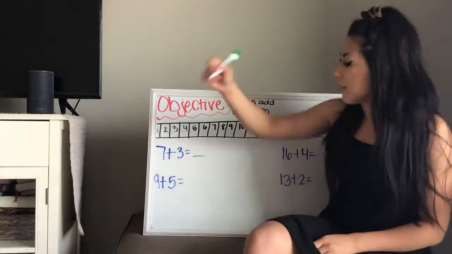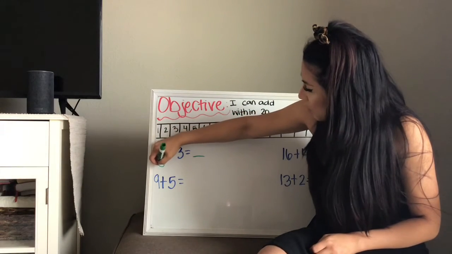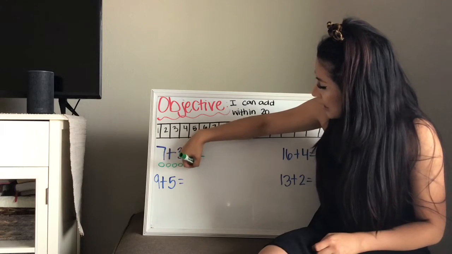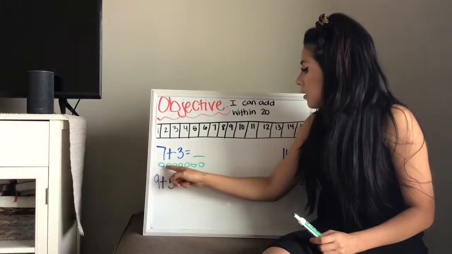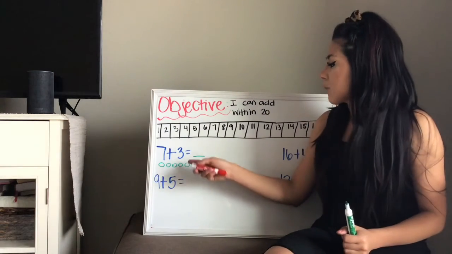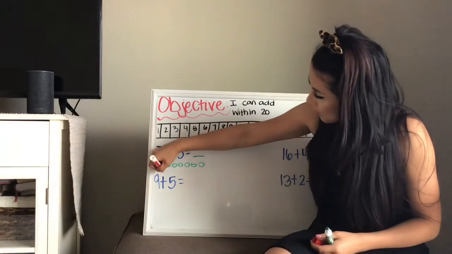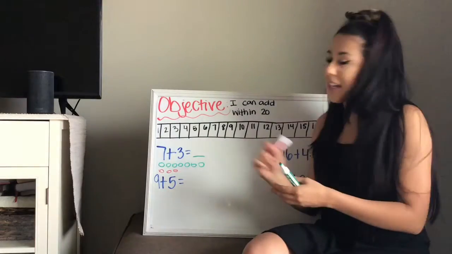So I'm going to draw 7 circles, and hopefully I don't erase on my board trying to do this. 1, 2, 3, 4, 5, 6, 7. I'm going to double check that I drew only 7. 1, 2, 3, 4, 5, 6, 7. Perfect. The next number I'm adding, my next add-in, is 3. So I'm going to draw 3. 1, 2, 3. Great job. And I can say that's only 3.